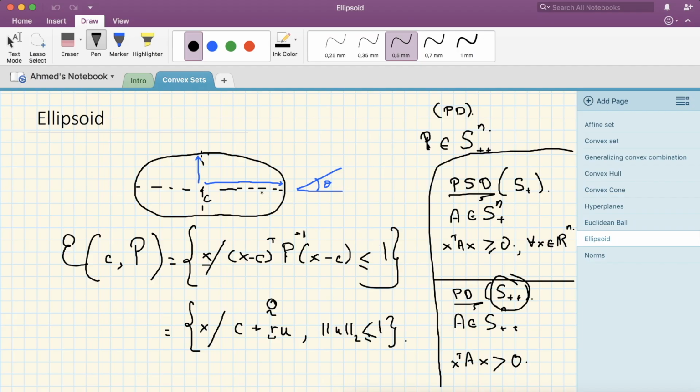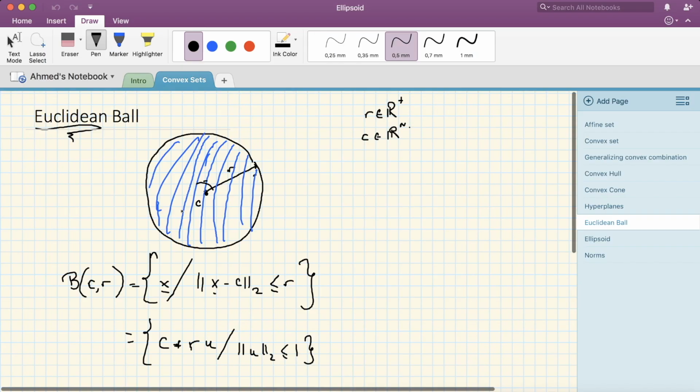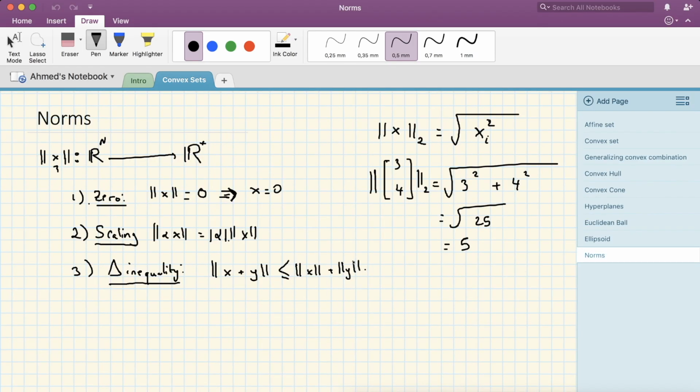You can see it geometrically. Take any 2 points, join them with a line segment. The line segment will always fall inside the ellipsoid. Also, going back to the Euclidean ball, we also defined it with the Euclidean norm, the L2 norm. Take any 2 points inside the Euclidean ball, and the line segment will always fall inside the Euclidean ball. This is where norms are used in convex sets. So you can define many shapes, many sets that turn out to be convex.